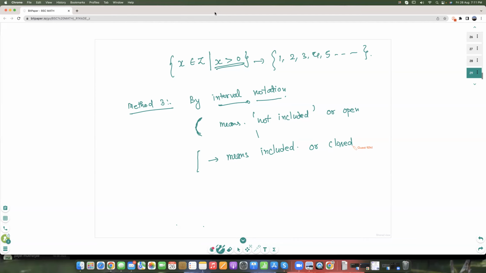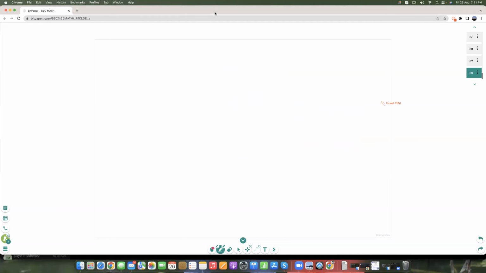What is the open interval? What is the closed interval? What is the left open interval? What is the right open interval? So first, the open interval. Suppose you are given 1 and 5. X belongs to 1 and 5, and X is greater than 1 and less than 5. It means X is greater than 1 and less than 5.